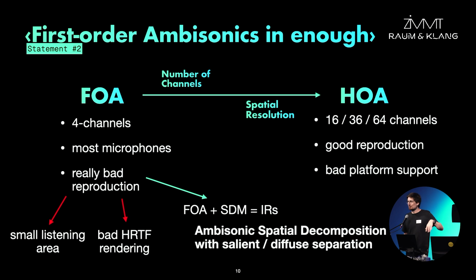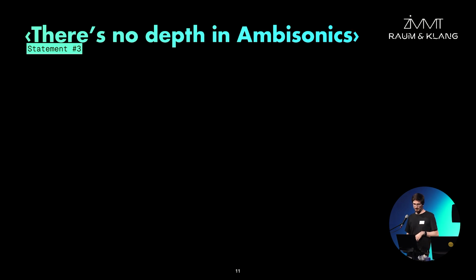But that's not a reason to get rid of your first order Ambisonics microphones. There's still very cool stuff you can do with it. For example, measure impulse responses and use modern methods like the recently released paper on Ambisonic spatial decomposition method with salient and diffuse separation by Lukas Gölles and Matthias Frank to upmix them into a higher order Ambisonics format. And the good thing about it is you don't get the upmixing artifacts you get from signals, because you're working on impulse responses. So that's worth checking out.